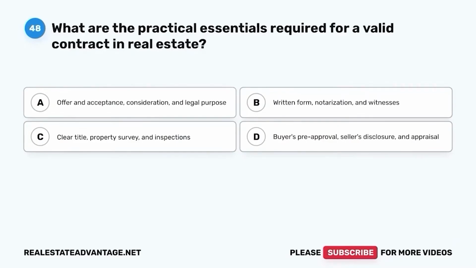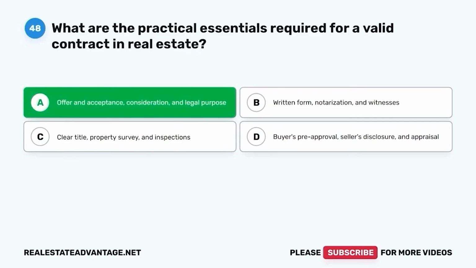Question 48. What are the practical essentials required for a valid contract in real estate? A. Offer and acceptance, consideration, and legal purpose. B. Written form, notarization, and witnesses. C. Clear title, property survey, and inspections. D. Buyer's pre-approval, seller's disclosure, and appraisal. The correct answer is A.